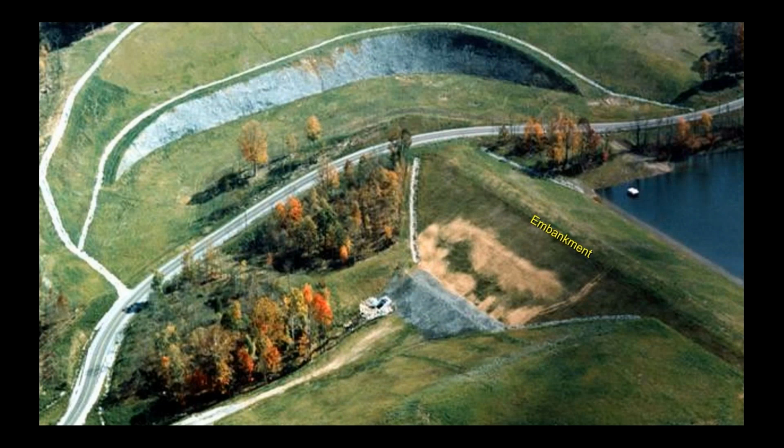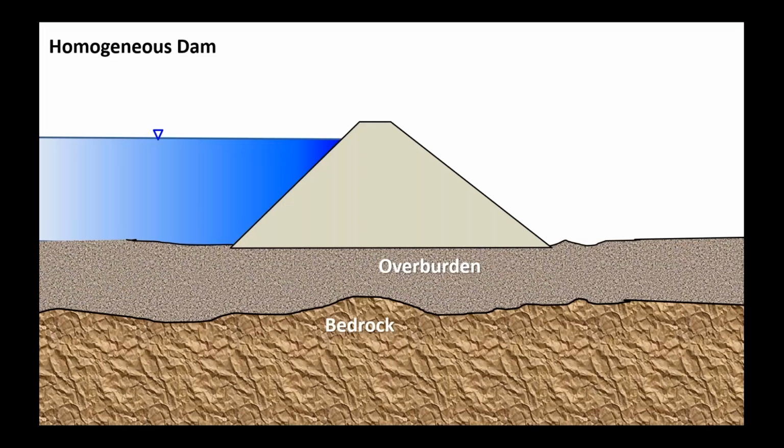Now let's look at the embankment. The first dams that were built before there was a lot of engineering that was put into them were very simple, homogeneous earth embankment dams. And here is a cross-section through what I would call a typical homogeneous dam. Most of the dams built before the 1940s, many of them were this simple.